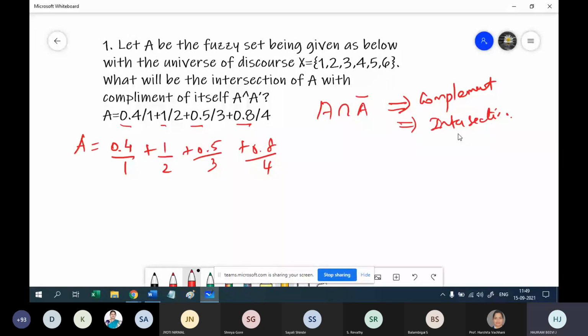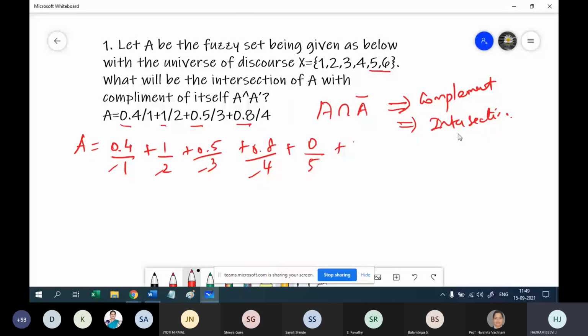See the universe of discourse now. So this is very important because we consider only the 4 elements only. But here in universe of discourse, we are having 5th and 6th. But we don't have any membership value. But in calculation, we should consider this one. So we are going to write this one as 0 by 5, then 0 by 6. So this is A now.